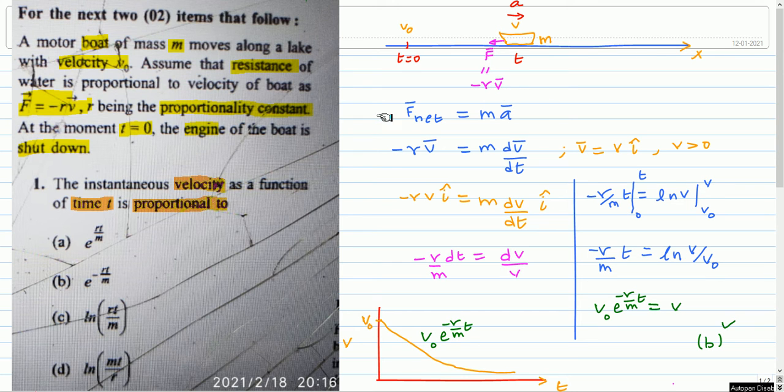So only the horizontal forces are shown, and there is only one horizontal force, which is the resistive force of water. Writing Newton's laws of motion in the horizontal direction, F net is mass into acceleration, and the net force is the resistive force of water on the boat, that is minus R into V, which is equal to mass into acceleration, which is the rate of change of velocity, dv by dt. I'm choosing the x direction as towards right, and the boat is also moving towards right. So the velocity will be along the i cap direction, and the magnitude v will be greater than 0.